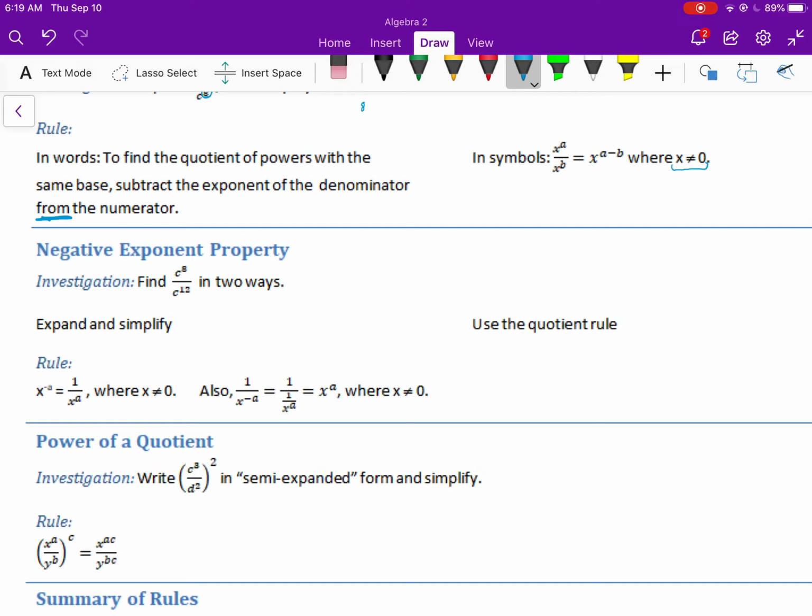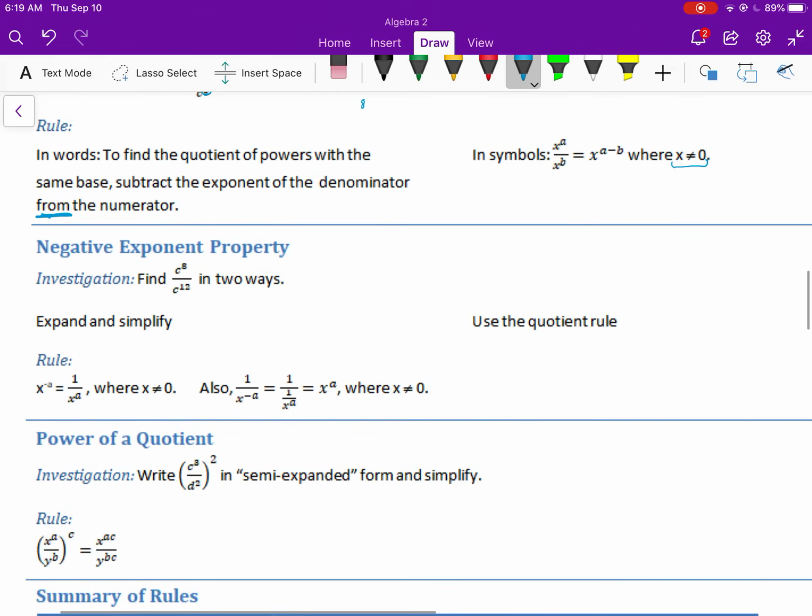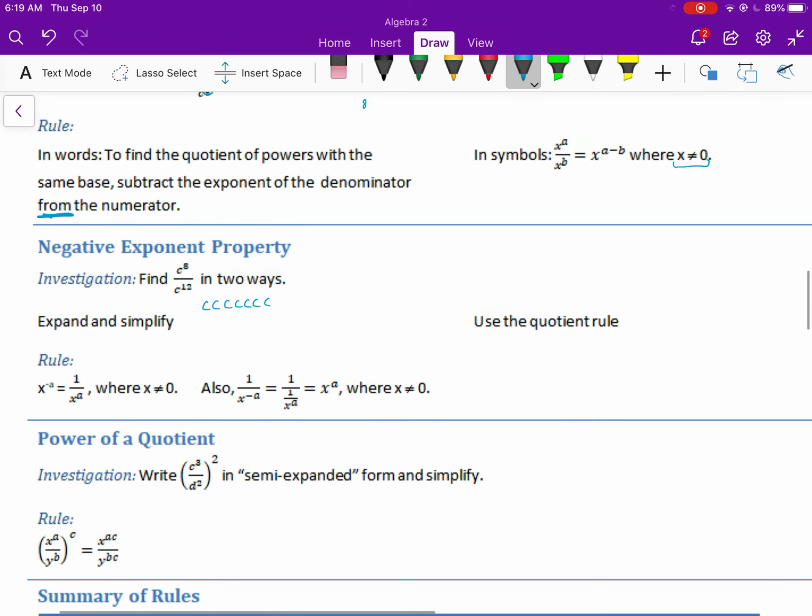Find c to the 8th over c to the 12th in 2 ways. Well, we can expand and then simplify. So we have 8 c's, 1, 2, 3, 4, 5, 6, 7, 8 over 12, 1, 2, 3, 10, 11, 12. And well, we can do the same thing. There's 8 of them on top. 1, 2, 3, 4, 5, 6, 7, 8 of those cancel.